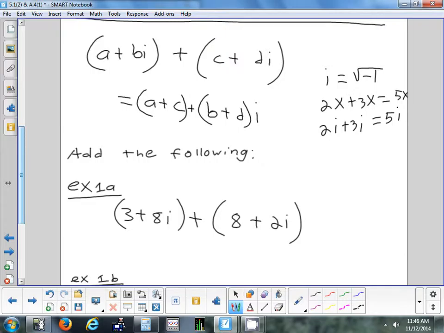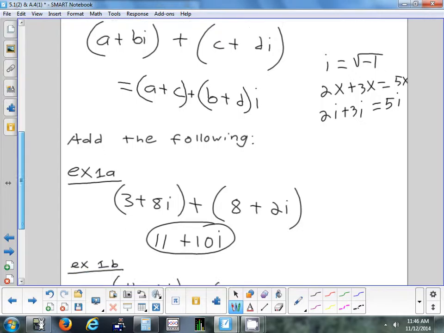Okay, let's start with the real part. Owen, what's my real part there? Yep, 11. 8 plus 3 gives me 11. And Josh, what about the imaginary part? 10i. That's it. That's how you add two complex numbers.